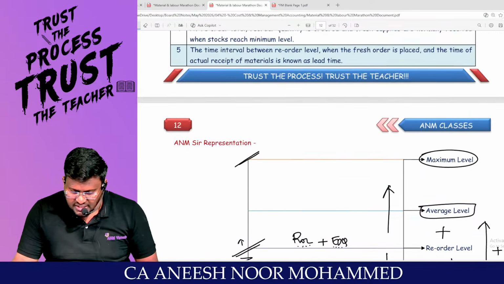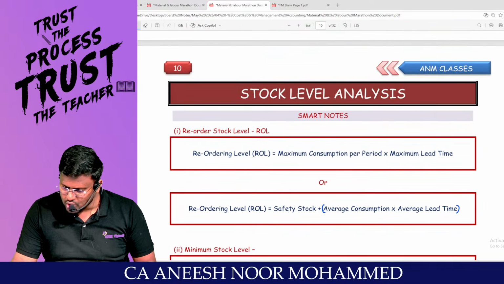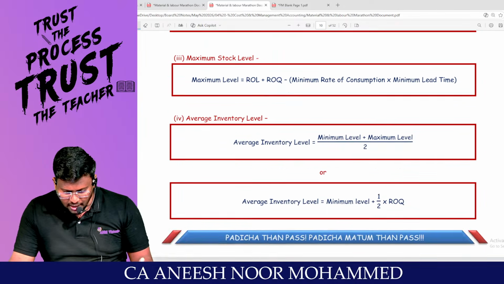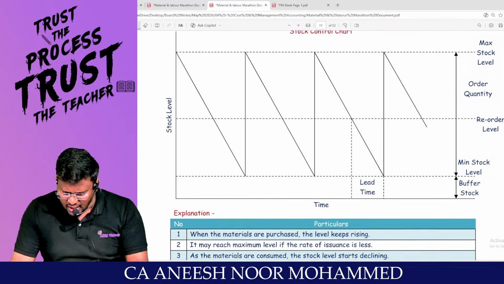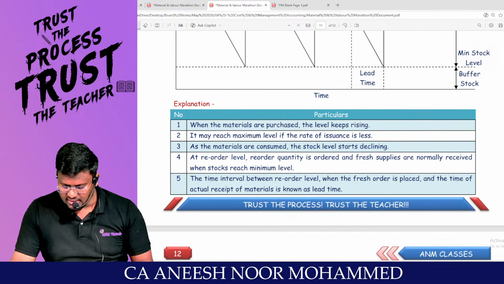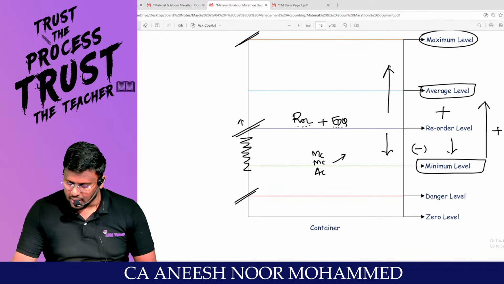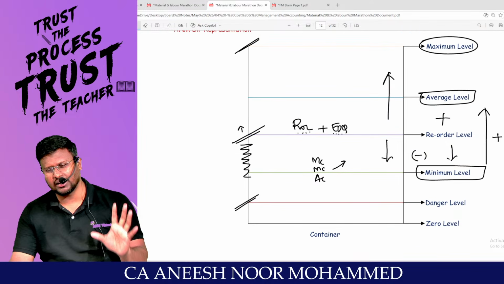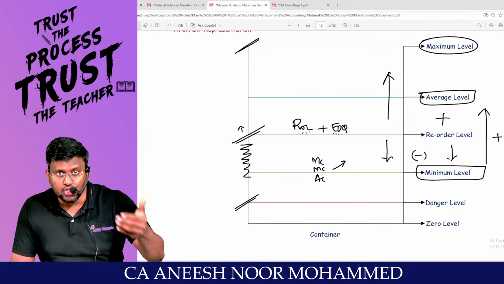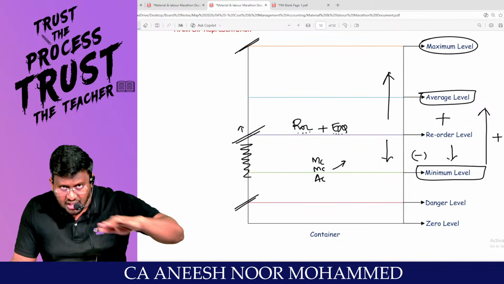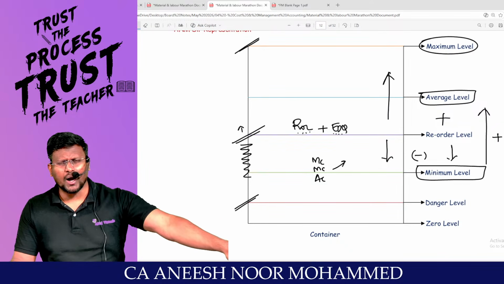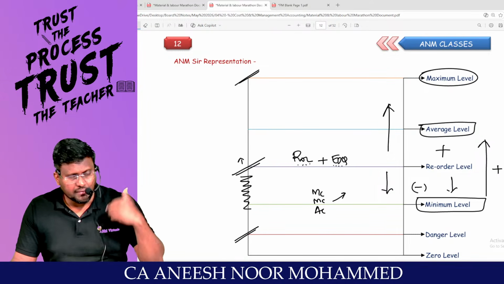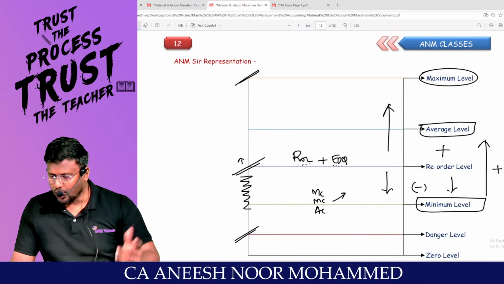danger level. These are the various formulas, my dear lovable students, of stock levels: reorder level, maximum level, minimum level, average level, danger level, zero level, which means nothing is there. Sir, that's it with regard to that. There are 6 stock levels. At the bottom, zero level, nothing is there. Above that, danger level. Then minimum level, the minimum quantity every company will be keeping. Then reorder level, the level at which they will place the order. Then average level and also the maximum level.